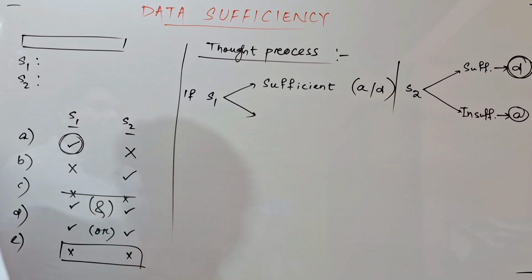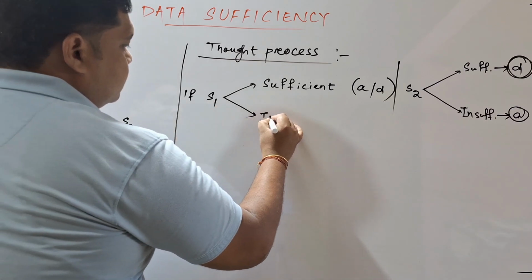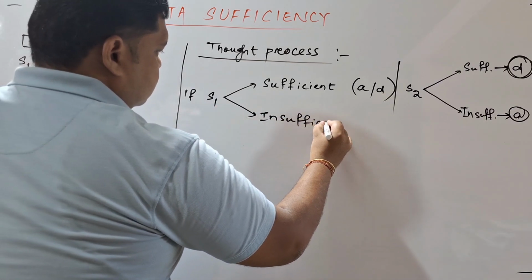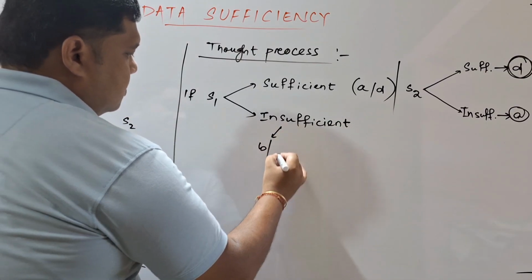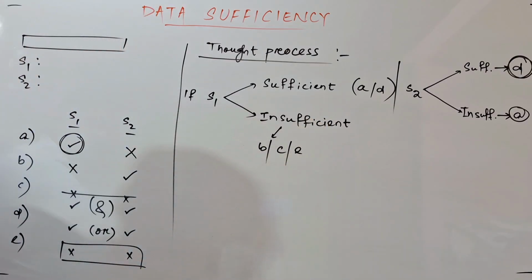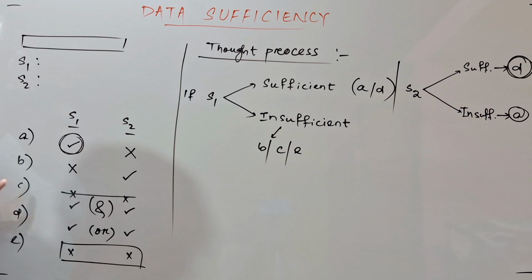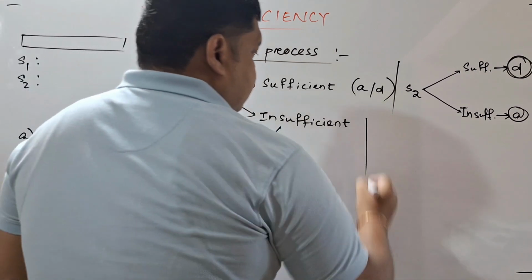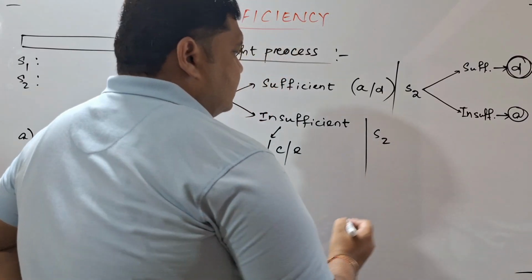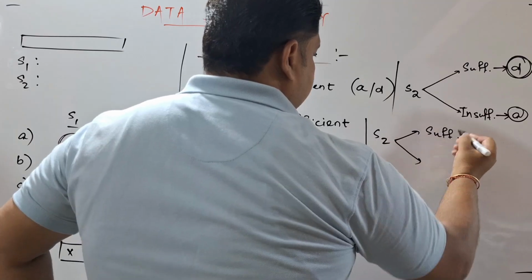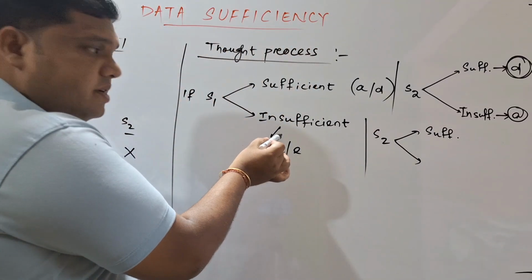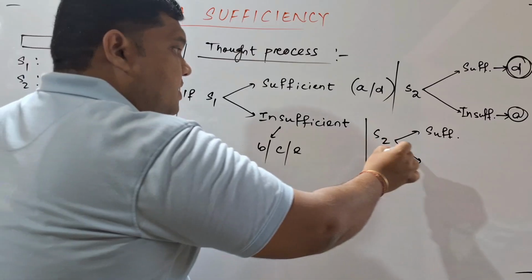Clear? Now, if statement 1 is insufficient, here the answer is going to be either B or C or E. If statement 1 is insufficient, my answer is either B or C or E. That I have to check. Now who will decide? Statement 2 will decide. Now I have to evaluate statement 2 and check the uniqueness. So here again two cases are possible. If it is sufficient, it means statement 1 is insufficient, not unique, but statement 2 is unique.